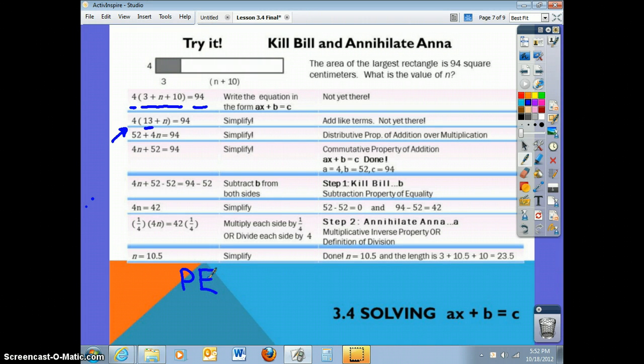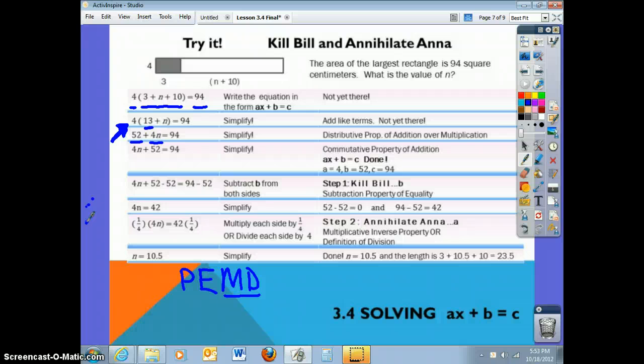way to approach it, there are no exponents. So we skip that, and then we look for either multiplication or division, whichever comes first. And in this equation right here, there actually is multiplication. It's 4 times 13 plus n equals 94. So we can do the distributive property of multiplication over addition, and multiply 4 times 13 and get 52, and multiply 4 times n and get 4n. Okay? And now we're at 52 plus 4n equals 94.